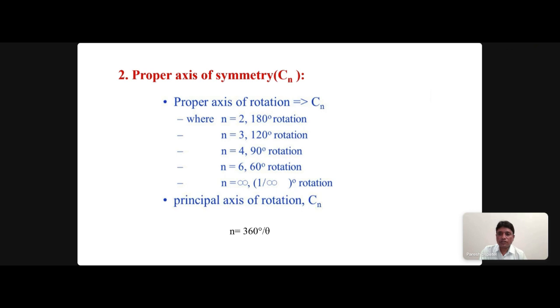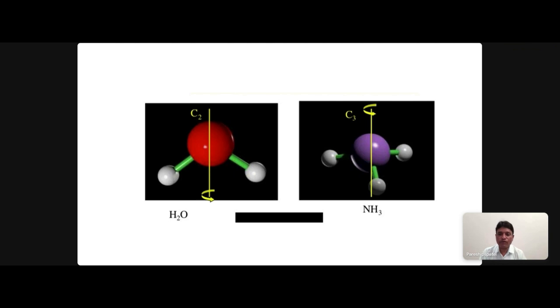So, proper axis of symmetry: if we rotate any molecule along an imaginary axis to get the equivalent orientation position, that type of symmetry is recognized as a proper axis of symmetry. As for example, the first molecule is the water molecule, whose shape is V-shaped. Now, this is the imaginary axis, and if we rotate this water molecule along this axis by 180 degrees, we get the equivalent orientation position. So C2 is a symmetry element in the case of the water molecule.